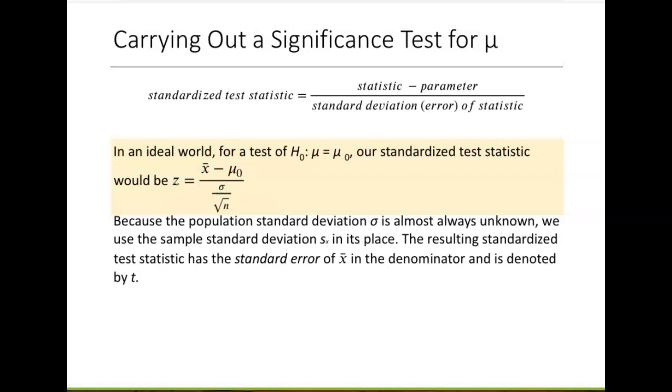But then we need to use a T distribution instead of a Z distribution. So there we go. Our T value is x bar minus mu naught divided by the sample standard deviation divided by the square root of n. And this whole thing we call standard error instead of standard deviation.